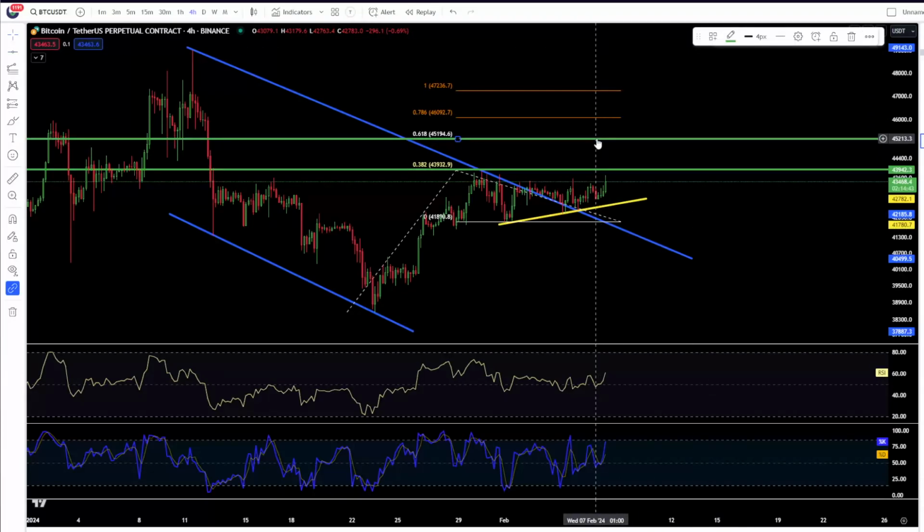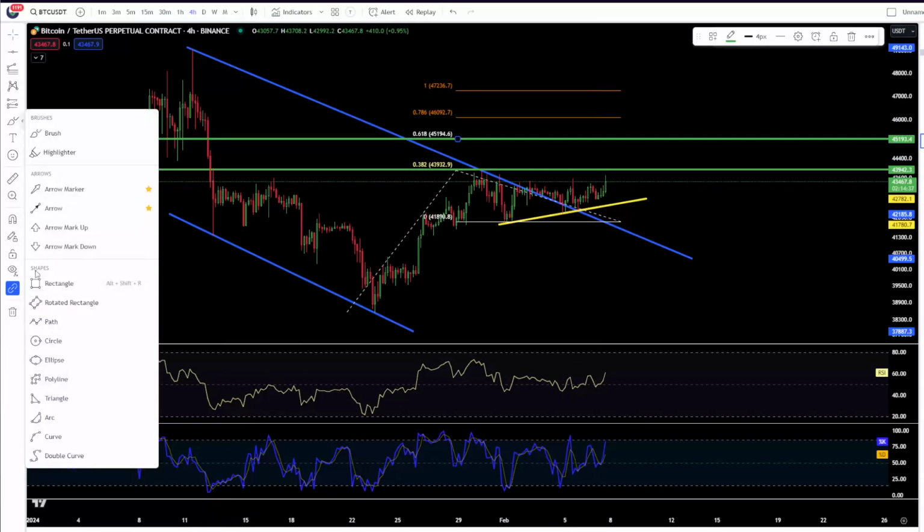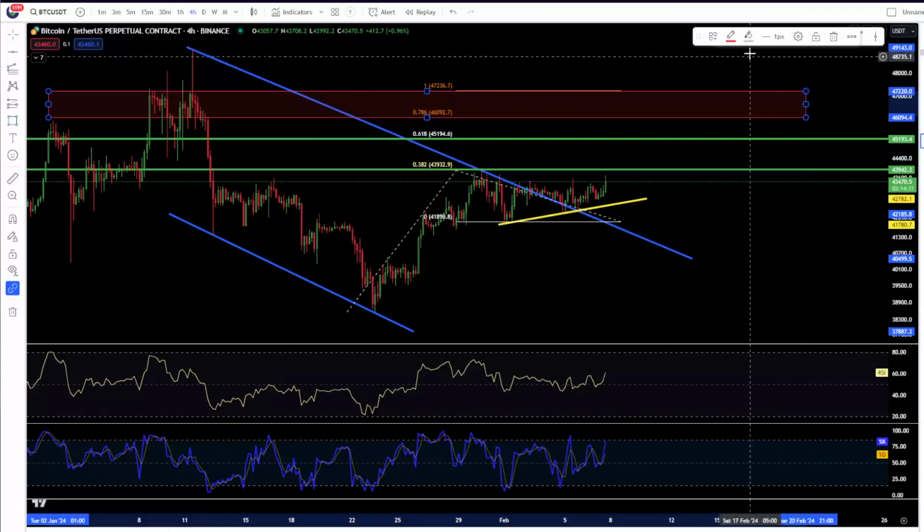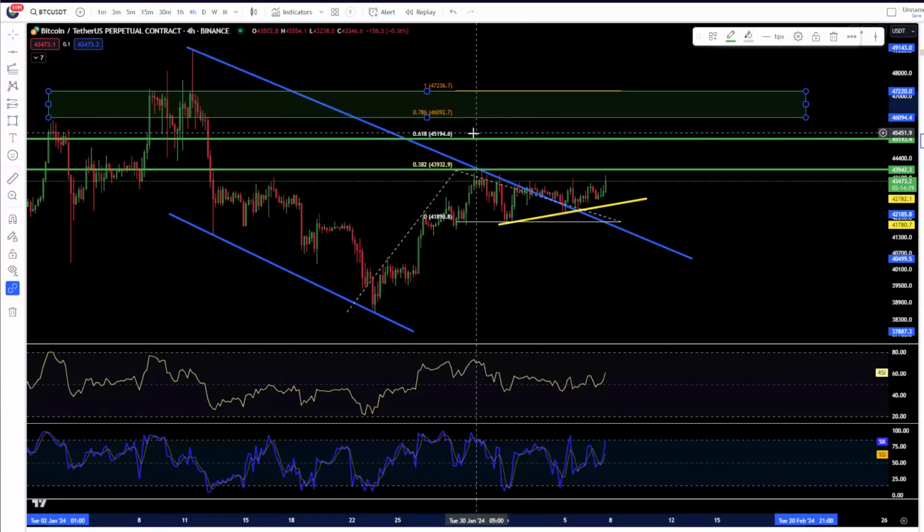$45,193. However, the price still has to face a very strong resistance zone from $46,094 to $47,220.